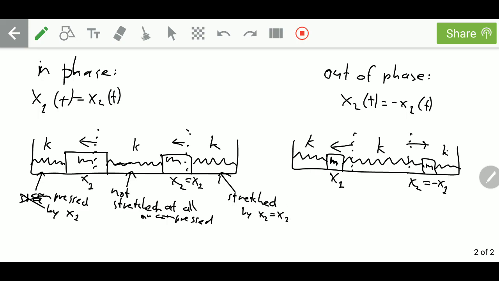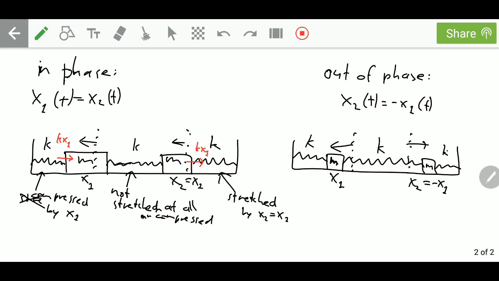And so thus, our restoring forces are going to be, let's draw them in red. Here we get kx1 from the leftmost spring, and then on this block we're going to have kx1 to the right from the rightmost spring, since it's getting stretched, and so it'll want to shorten back to its natural length.